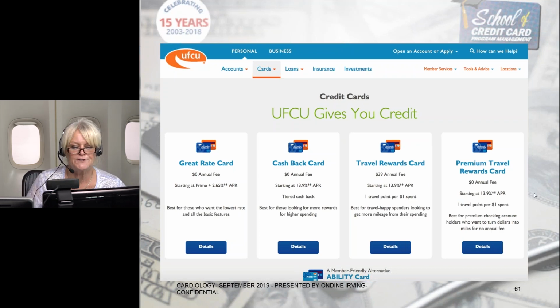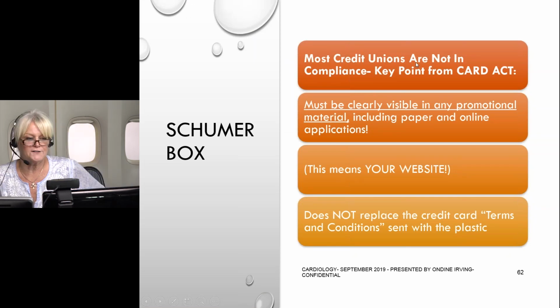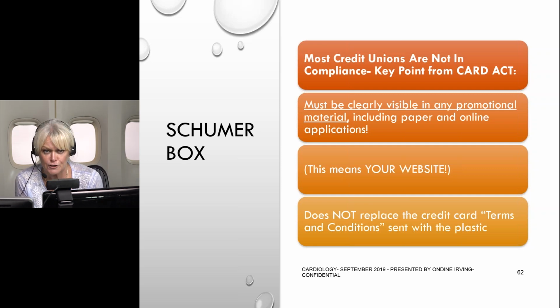So this one's University Credit Union. Now we're getting to the Schumer box. You're going to think I hate marketers. I don't. But some people try and get very creative about what is mandated. There is no working around the Schumer box. For those of you who don't know, it's named after Chuck Schumer, one of those senators. And most credit unions are not in compliance with this.